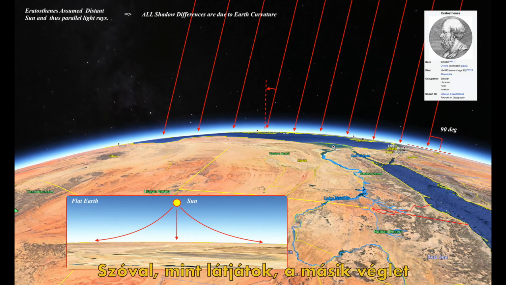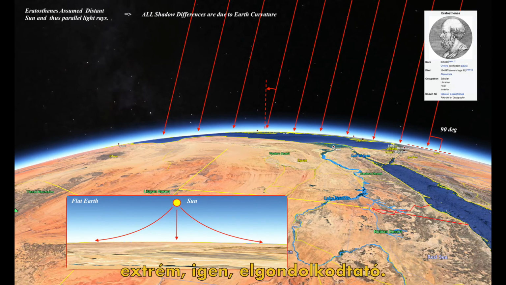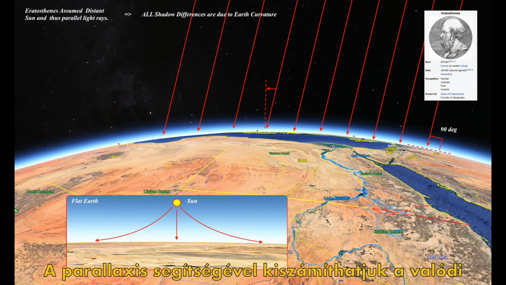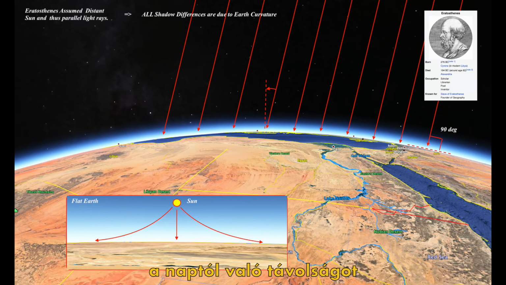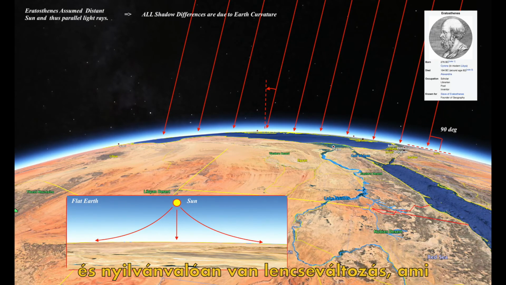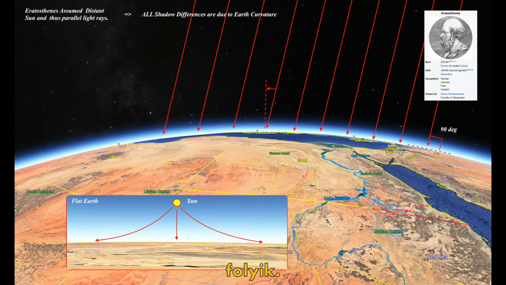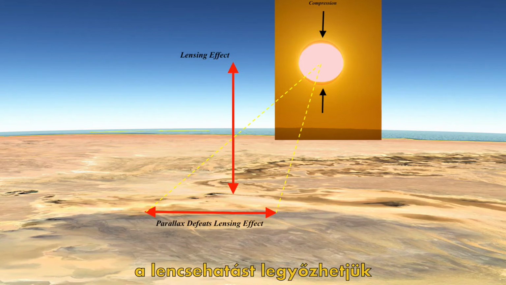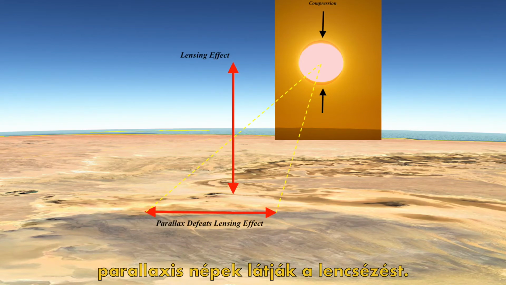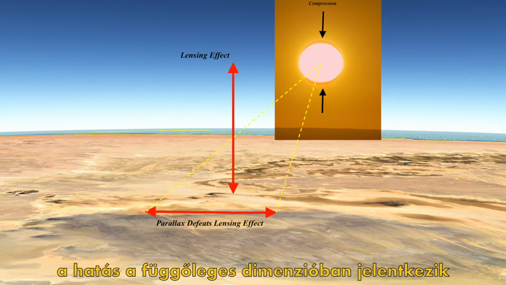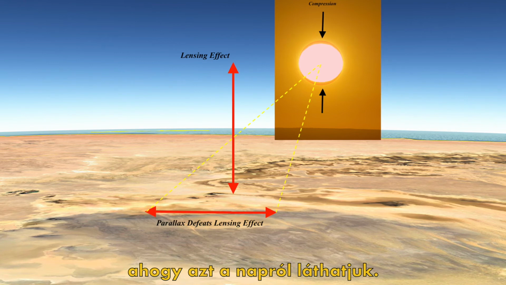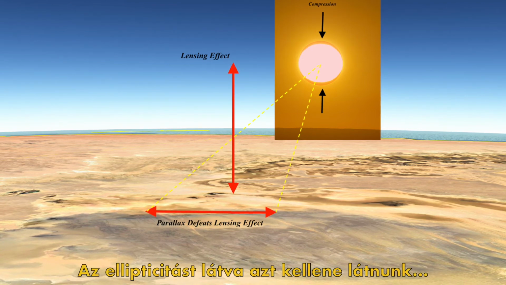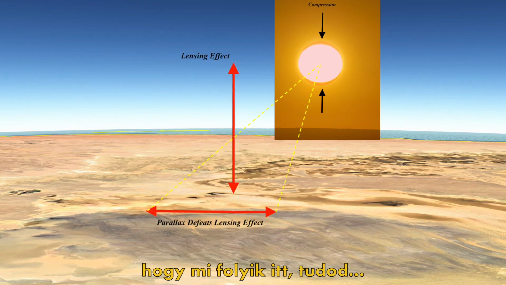So, as you can see, the other extreme is the flat earth. Okay, but is it really an extreme? Yeah, makes you wonder. Using parallax, we can calculate the true distance to the sun, and there's obvious lensing going on. Incredible stuff, folks. We can defeat the lensing effect with parallax, folks. You see, the lensing effect occurs in the vertical dimension, as we can see from the sun. Just seeing that ellipticity ought to make us wonder, like, hey, what's going on?